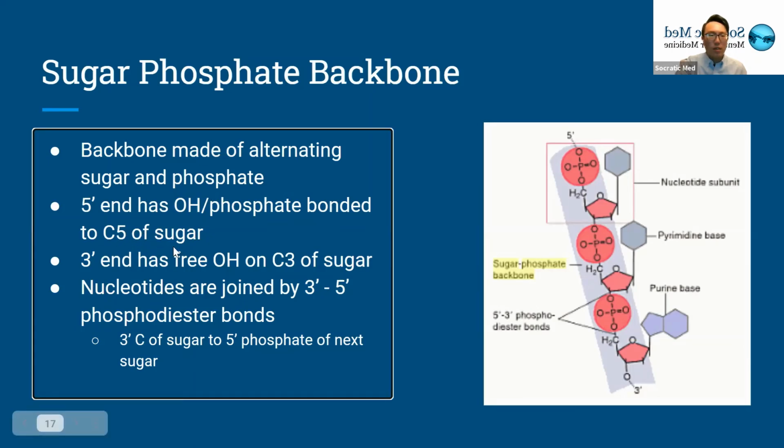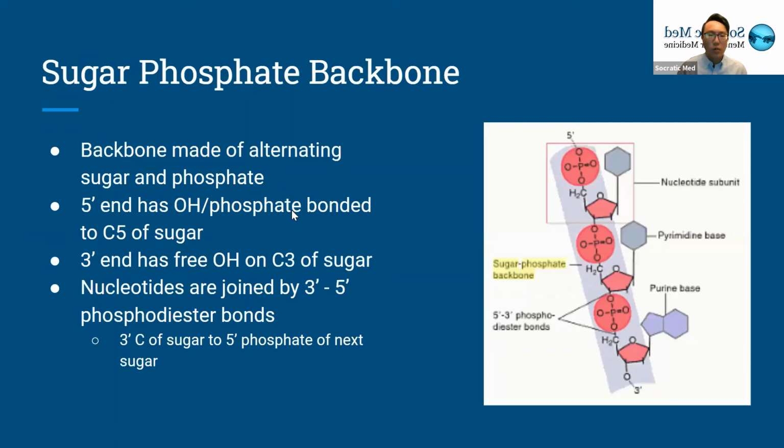Sorry, this is wrong. It's supposed to be C3 of the sugar. No, sorry. Yeah, so the first nucleotide will have a 5' end, and it will have an oxygen or phosphate bonded to that carbon of the sugar. While the next nucleotide on the 3' end will have a free OH on carbon number 3 of that sugar. And then these are the two parts that bond to each other through the phosphodiester bond. So it's a 5' to 3' phosphodiester bond.